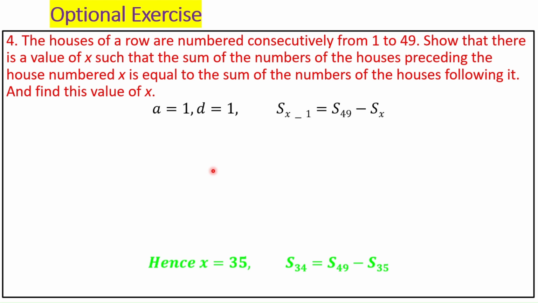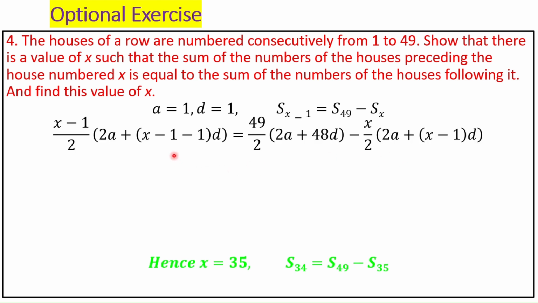Okay, so let's see. So a1 equal to 1, d is 1, because numbers are basically continuous numbers 1 to 49. So s of x minus 1 is nothing but s of 49 minus s of x, correct. If you remove this, you will get s of x minus 1. So x minus 1 by 2, that is preceding, right?